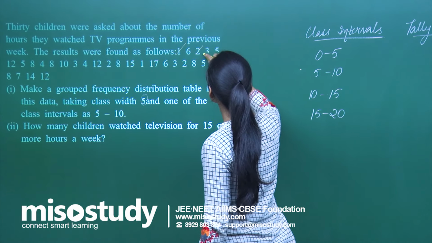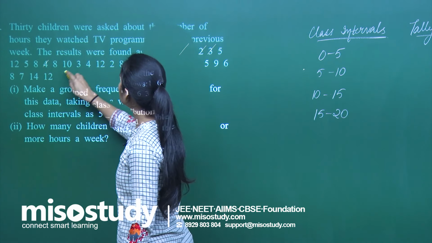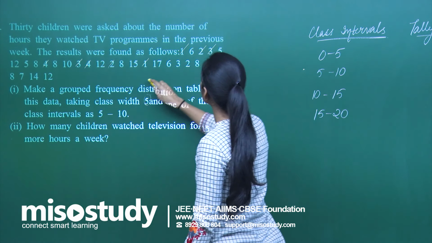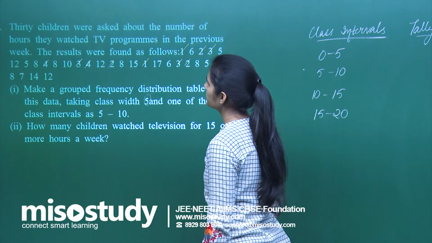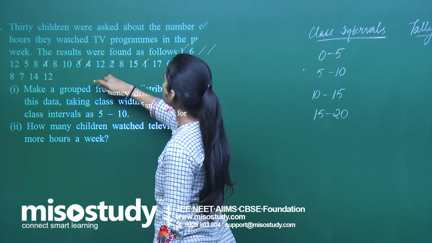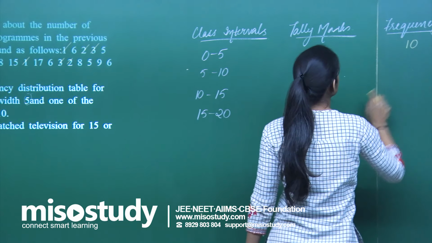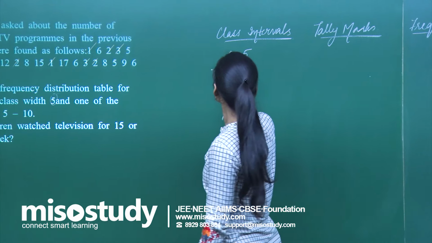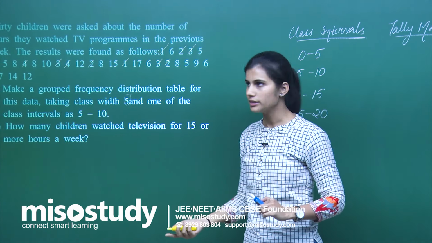Now, between 0 to 5, let's see. 5 is not included. Counting the values between 0 to 5: 1, 2, 3, 4, 5, 6, 7, 8, 9, 10. So 10 is the frequency. 10 children are there out of 30 children who are watching television for the 0 to 5 hour range. That means 0, 1, 2, 3 or 4 hours.